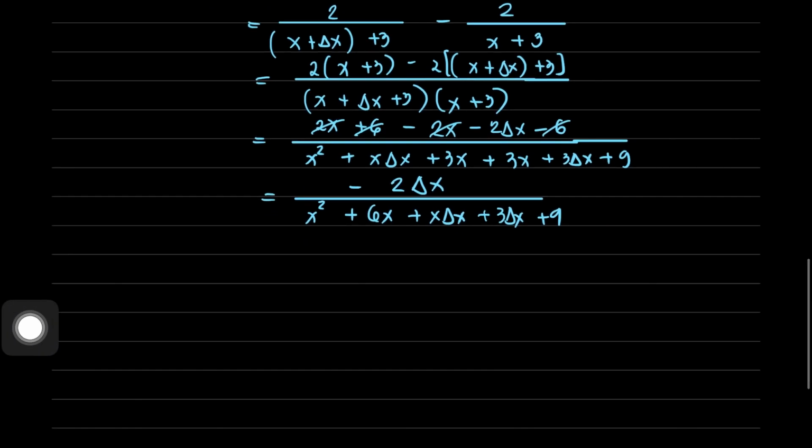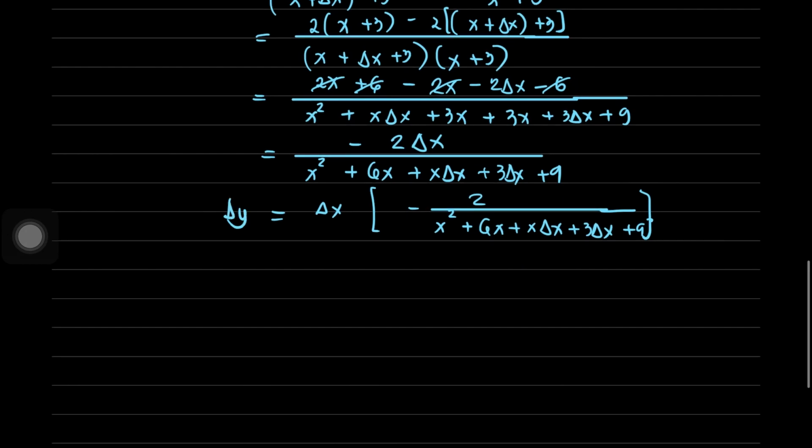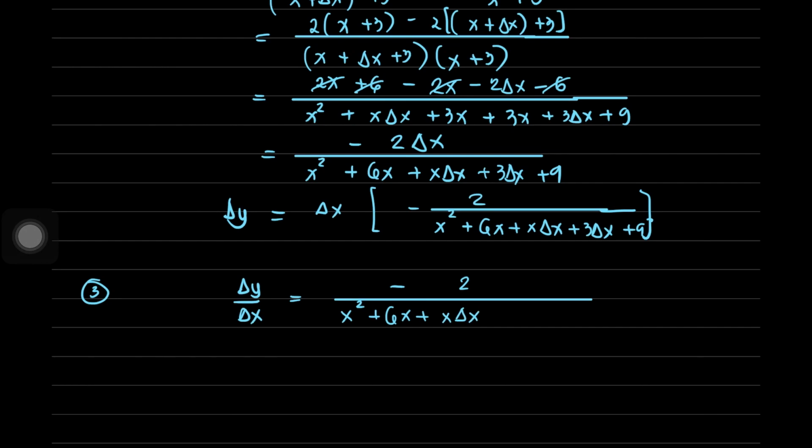Okay? So if we express this explicitly as a factor of delta x, then we can bring out delta x here. So we have delta x multiplied by negative 2 all over x squared plus 6x plus x delta x plus 3 delta x plus 9. So this is now delta y. Now the third step is we're going to divide both sides by delta x, thus giving us delta y over delta x equals negative 2 all over x squared plus 6x plus x delta x plus 3 delta x plus 9.